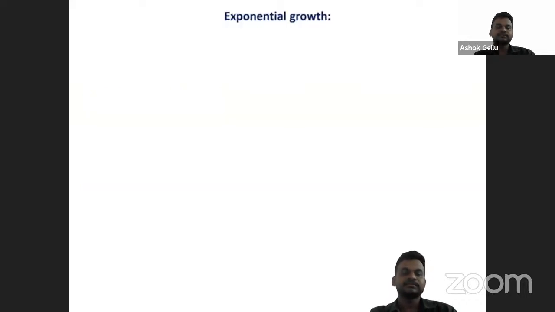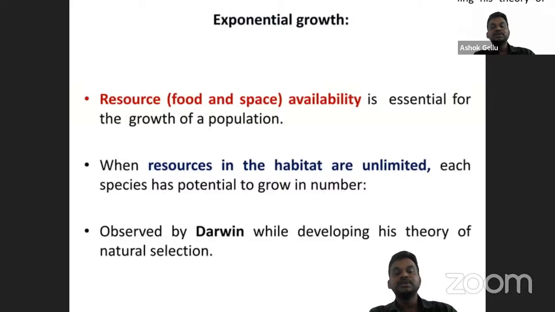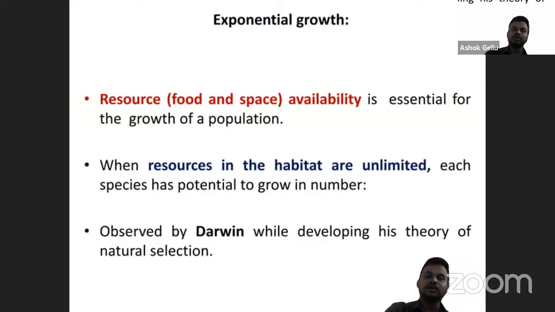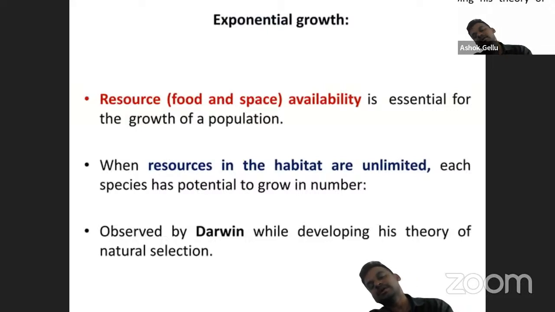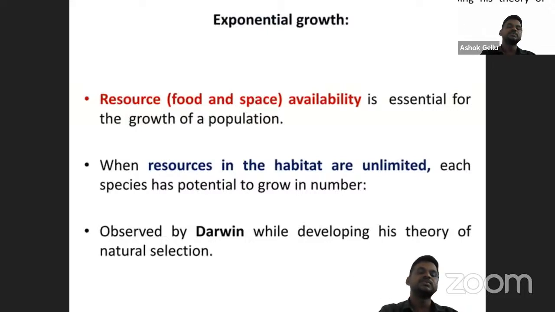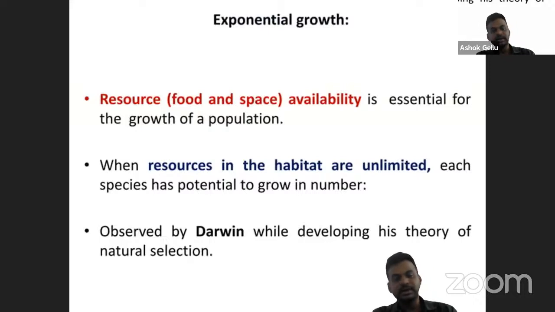Exponential growth. Resource, food and space availability is essential for growth of the population. Automatically, exponential growth also. When resources in the habitat are unlimited, each species has potential to grow in number. Depending on the food resources, the population will grow automatically.